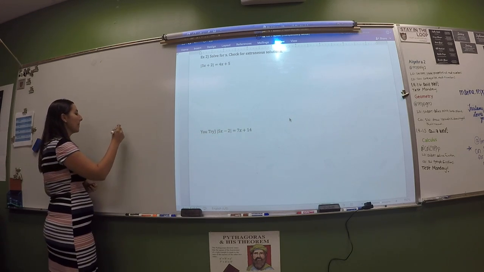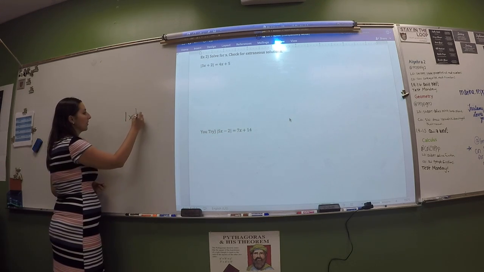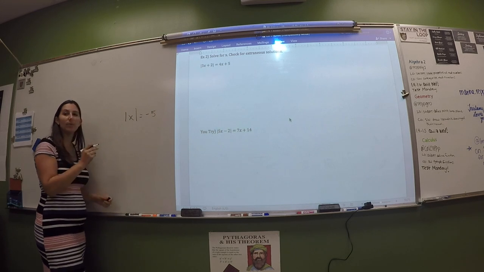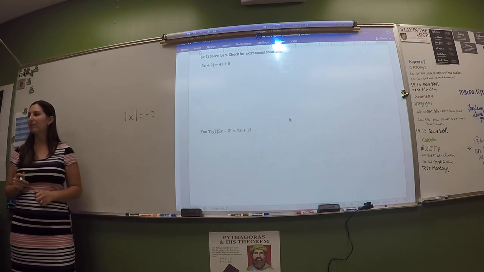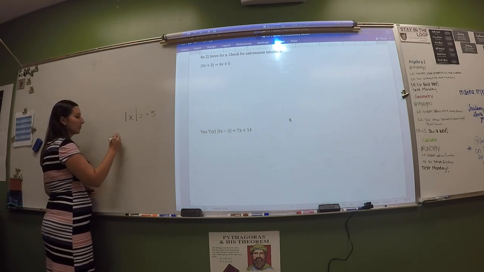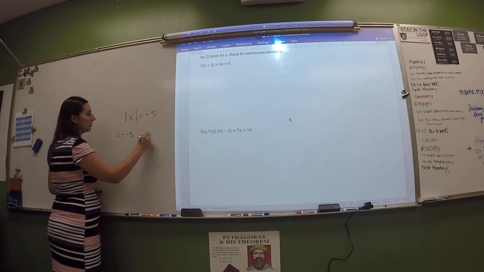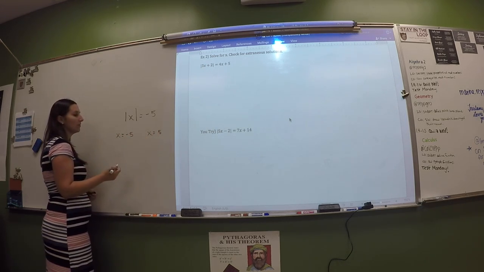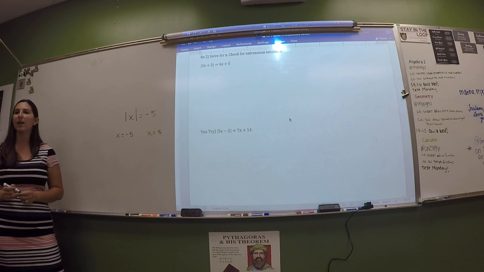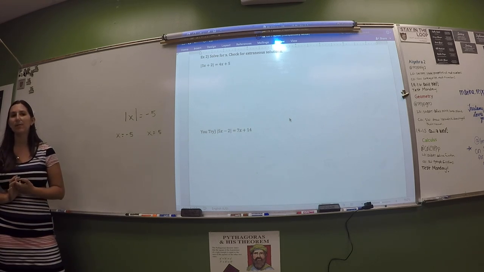So for example, if I put this on the board as an example and said, do math, you would split it up into two equations, right? One positive, one negative, and then you'd get x equals negative 5 and x equals 5. And neither one of these is correct. Whoa. Why?